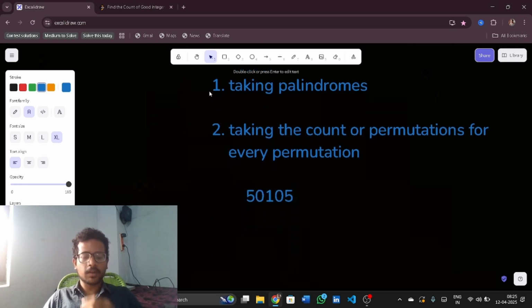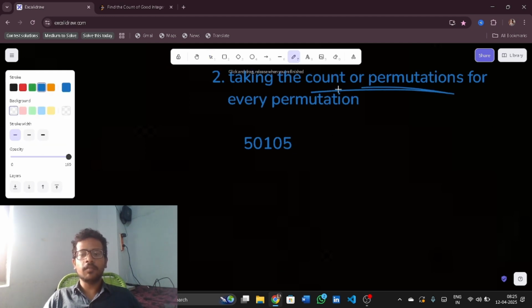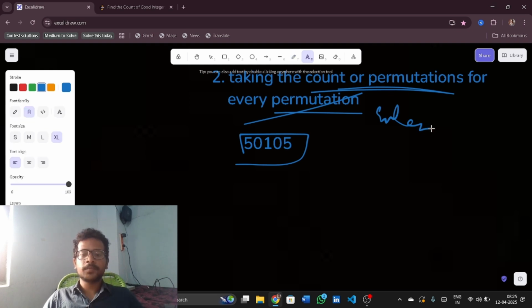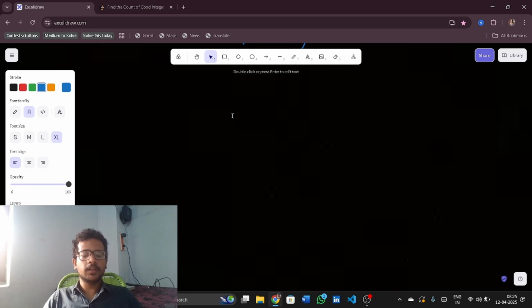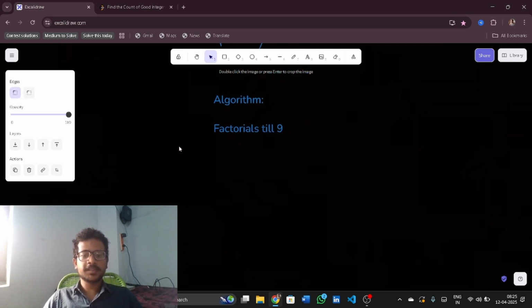Now, this 50105, how many places can we change? That means how many permutations can we get from 50105. This is about taking the count of permutations for every number like 50105, or any integer. Now, I have something else to do in the algorithm. Here, I will compute all the factorials till 9, and also store them.